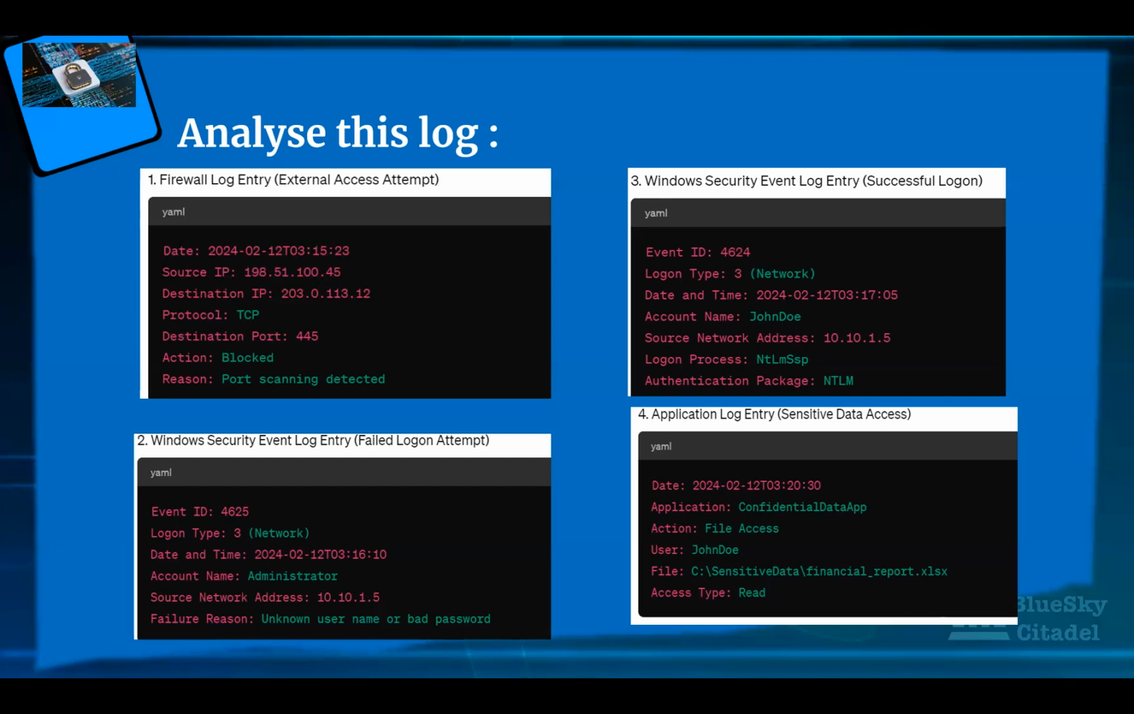Outside the network, that's external access. Okay, source network address, that's external access. External, yeah. So then in panel one, how come the source IP and destination IP are different from what we have in the second one here?